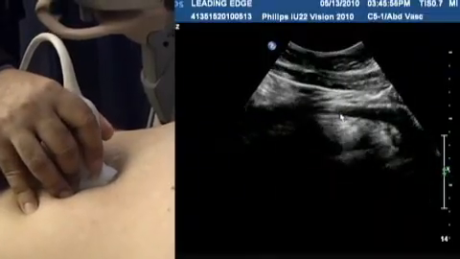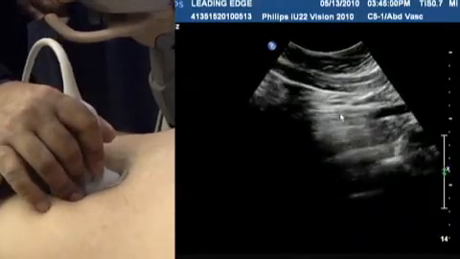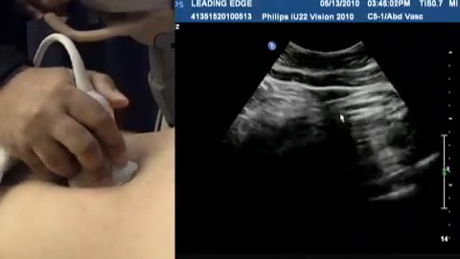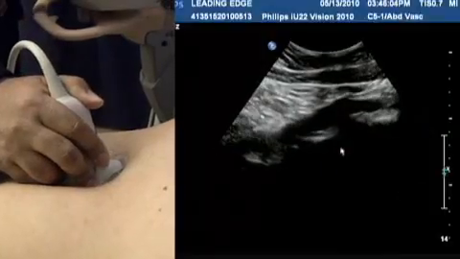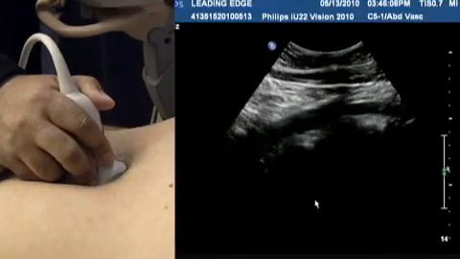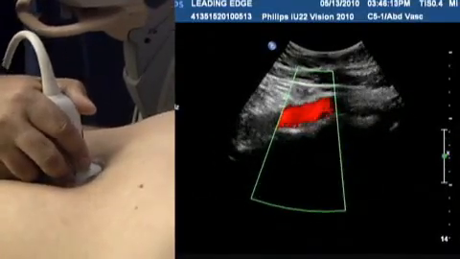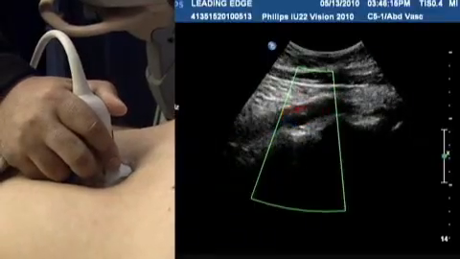So here's the right. And we're going to start out by imaging the right common iliac artery. And I'm going to point out some landmarks here. But let's very quickly just acquire a velocity at this level. First, let's turn on the color flow to see what that looks like. Very nice. And you can see here that the color is normal.